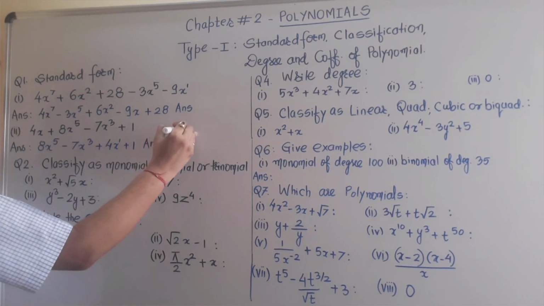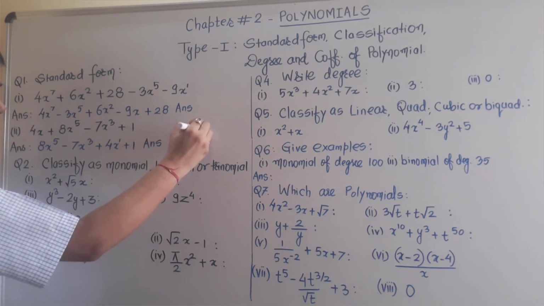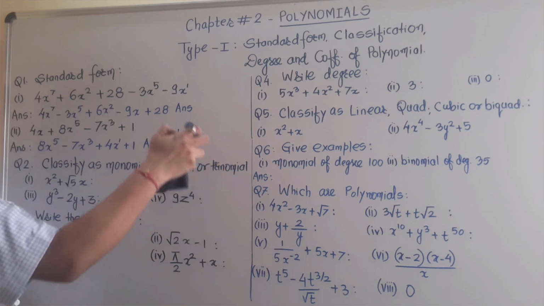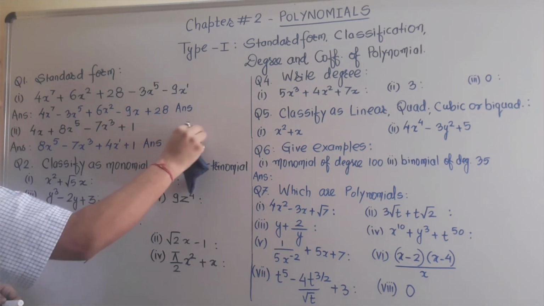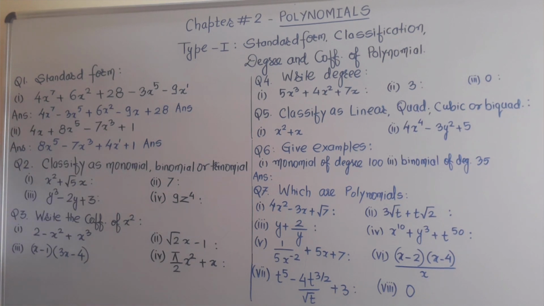Because suppose 1 is written here, I can write 1 as x to the power 0, because any term having the power 0 is always 1. So 1 into 1 is again 1. So here we can say that the power of the variable is equal to 0. Since 0 will be the lowest value given in all the powers, that's why it always comes at the end of the question.